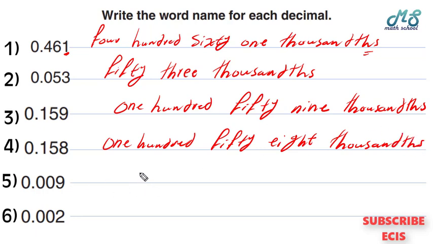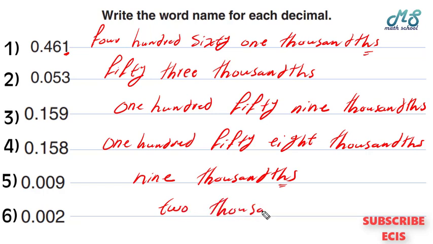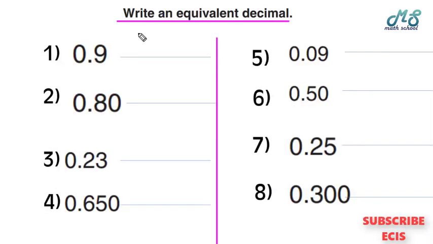9 thousandths, just write 9 in letters and thousandths. 9 thousandths with the THS, don't forget. 2 thousandths by the same way, 2 thousandths with the THS.